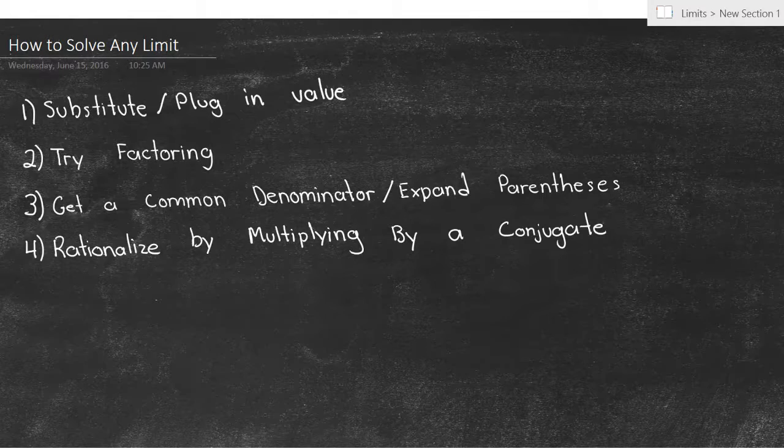I hope this video was really helpful. This is the process I use for all my limits now. So substitute, that's the first step every time. Then try to factor, get a common denominator, expand parentheses. Then finally, rationalize by multiplying by a conjugate.